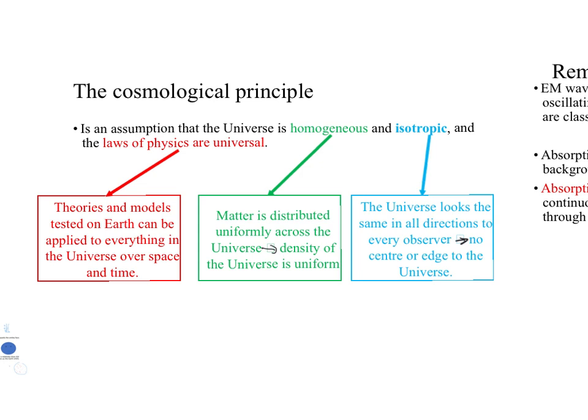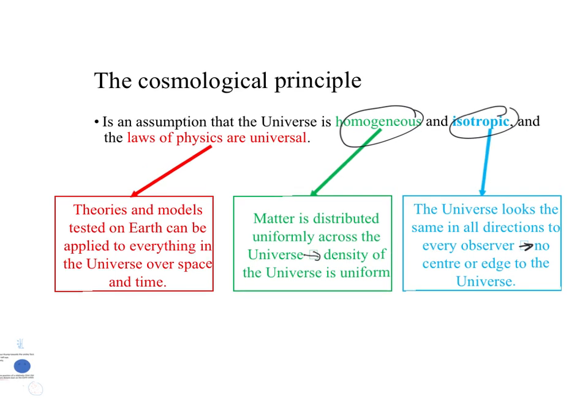And the fact that it's homogeneous and isotropic means that the laws of physics are universal. It's a very strong idea to have. It means that we can apply everything that we know of physics on Earth to the solar system and the rest of the universe. So just make sure that you know what we mean by homogeneous, isotropic, and the fact that the laws of physics are universal. It's the only part of the cosmological principle that you need to know either way.